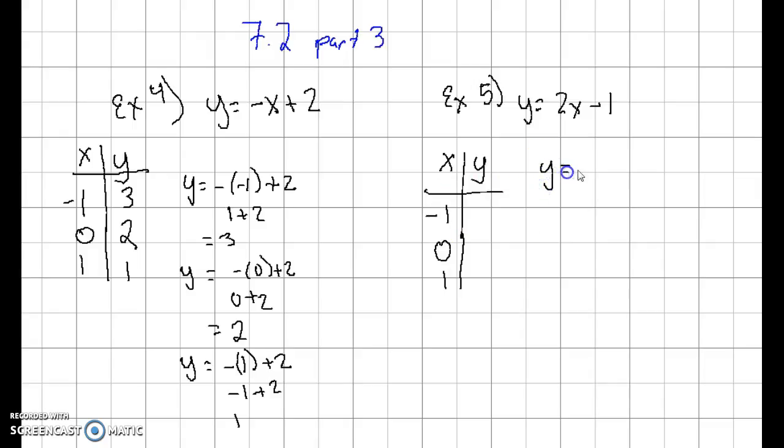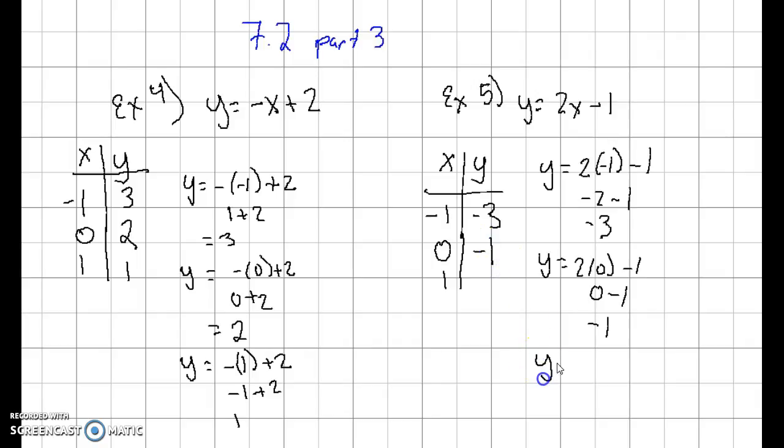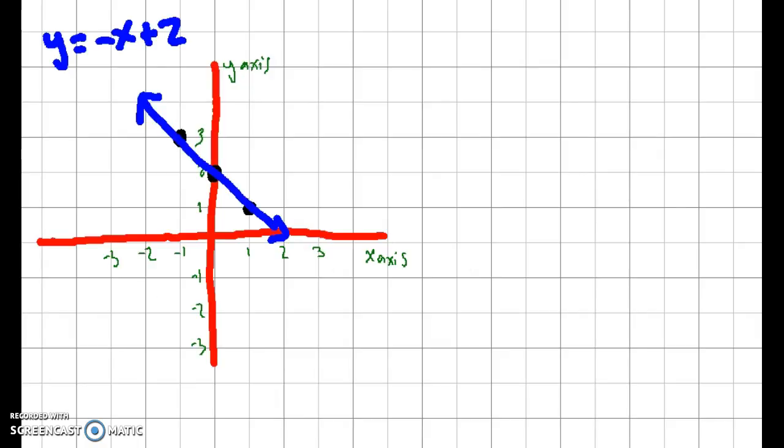So y is equal to 2 parentheses -1 minus 1. So -2 minus 1 gives me -3. Y is equal to 2 times 0 minus 1. 0 minus 1, -1. And last but not least, 2 times 1 minus 1 gives you a +1. So -1, -3, 0, -1, 1, 1. So let's come back over here and let's go ahead and graph it.